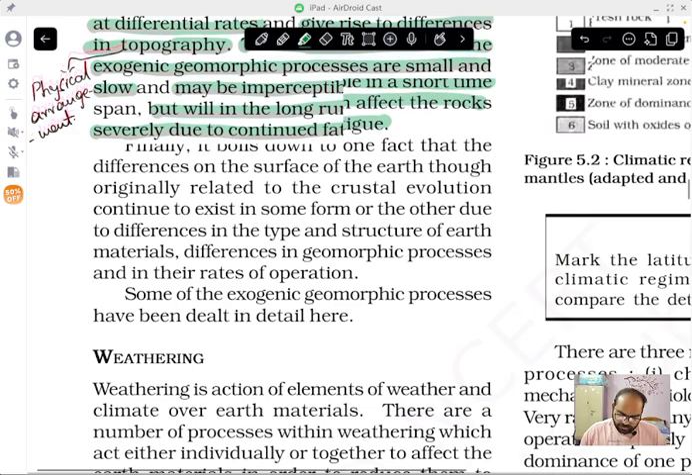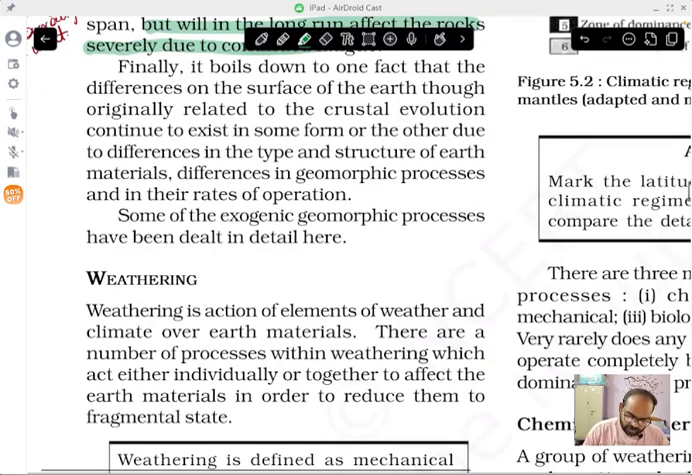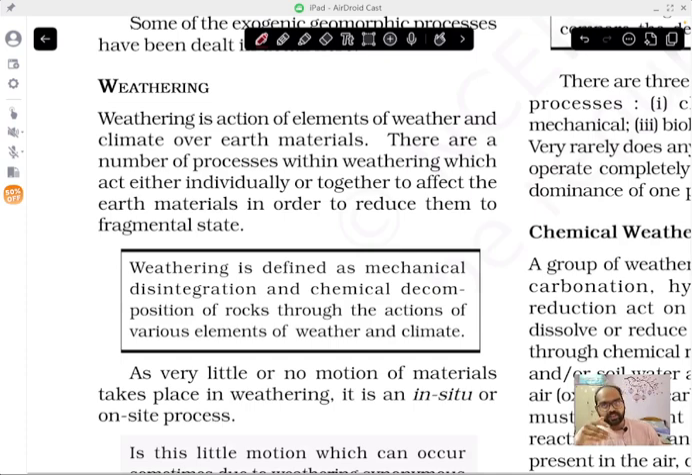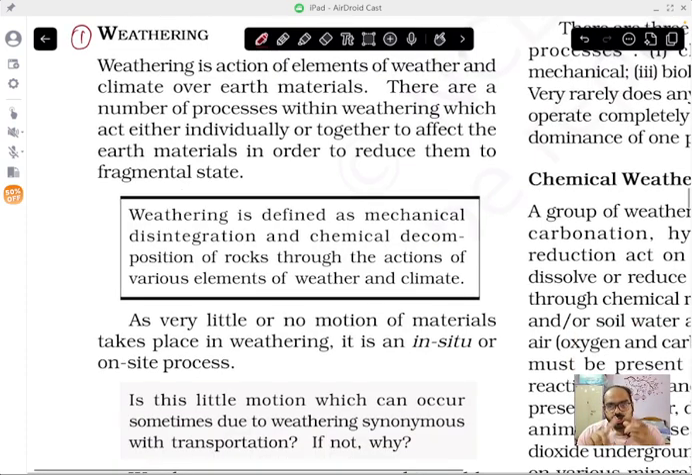We look into the exogenic process. First one is weathering. Weathering is nothing but mechanical disintegration and chemical decomposition of rocks through actions of various elements of weather and climate.